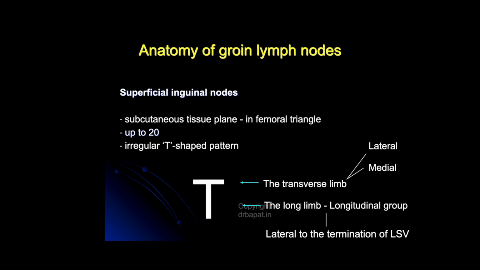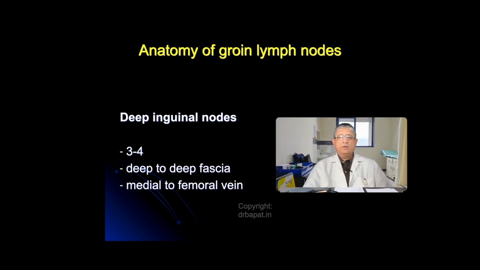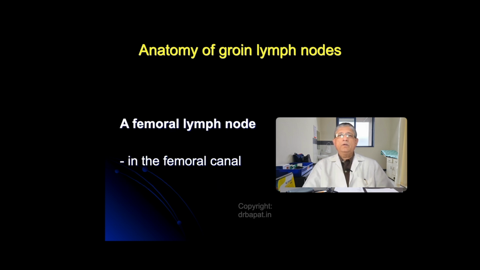The efferent lymphatics from all these three groups converge towards the saphenous opening and pass through the cribriform fascia to enter 3 or 4 deep inguinal nodes. The deep inguinal nodes lie deep to deep fascia, medial to femoral vein. In addition to inguinal nodes, a lymph node lies in the femoral canal. It is said to drain the lymph directly from glans clitoris or glans penis.